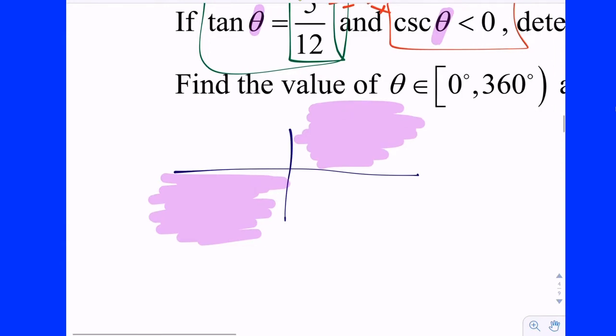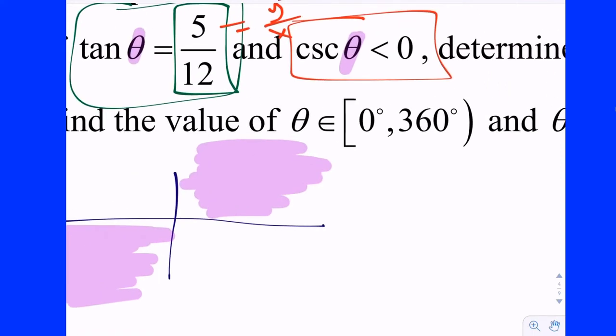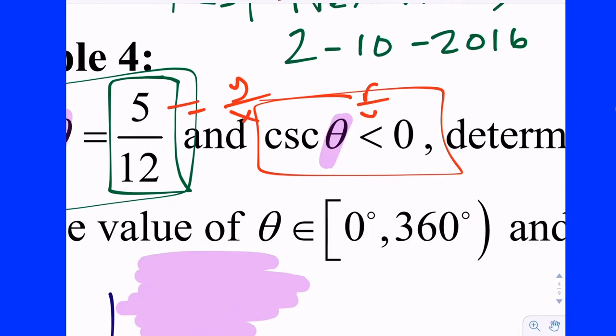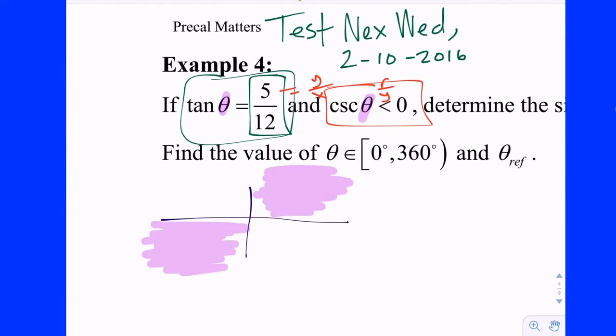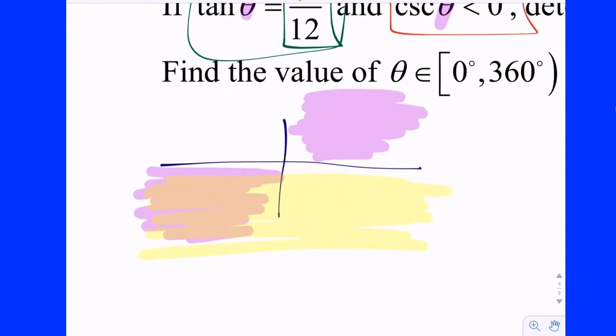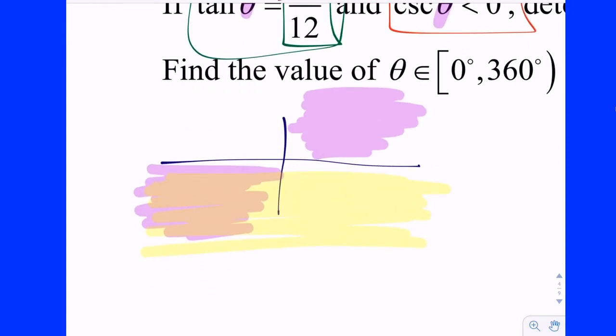Cosecant is negative when sine is negative, right? Because cosecant is r over y. R is always positive. So y is negative in quadrants 3 and 4. And so you're going to have an overlapping quadrant from the 2 clues. So there's only 1 quadrant that satisfies both of those ratios or signs of ratios, and that's quadrant 3. So there you go. We know that our theta must live in quadrant 3.